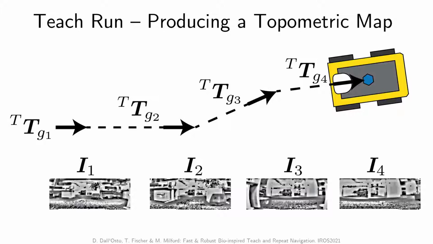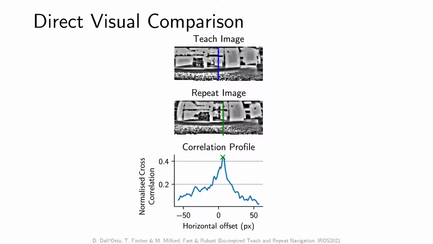The images here do not look natural because patch normalization is applied as a pre-processing step to increase robustness to lighting differences. Images from the repeat run should match the teach run if the robot is on the path. Differences between these images allow us to compute a correction to realign the robot. We sweep the repeat image horizontally and calculate the normalized cross-correlation with the teach image. The offset between the two images is where the correlation value is maximum.